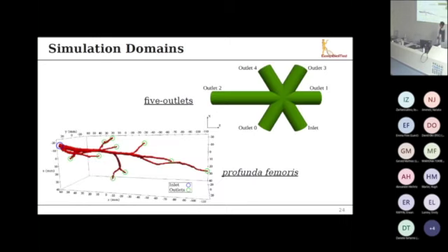Okay, so I've already finished the most intensive part, and I'll now show some results in this study. First of all is the simulation domain. We use 2 domains, namely the 5 outlets domain and the profunda femoris, the latter of which is a model for an artery in the right thigh of a human.